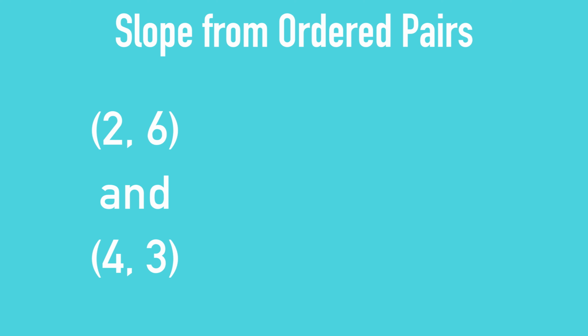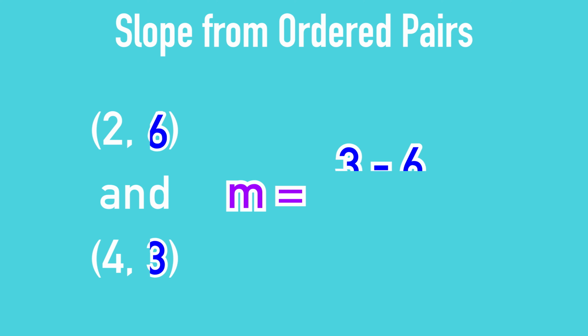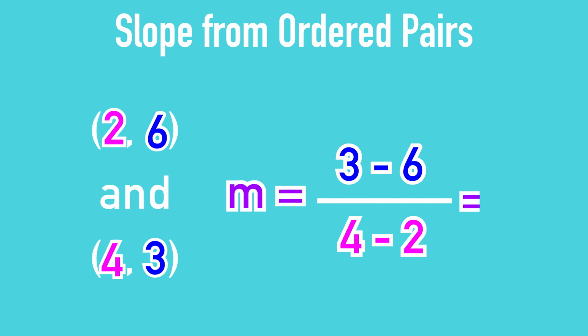For example, if we are using the points 2, 6 and 4, 3 to calculate the slope, we would use the substitution property of equality to write the formula as m equals the difference of 3 and 6 over the difference of 4 and 2, making our slope negative 3 over 2.